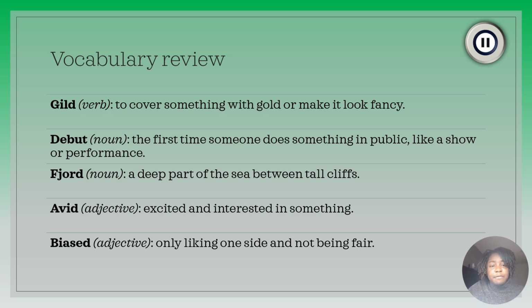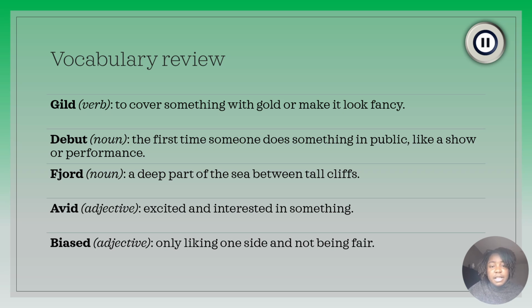Some of the words that I've picked today is guild. So to gild is a verb. To gild is to cover something with gold or make it very fancy. Something like buffing up in today's world. Okay. So the next word is debut. To debut is to appear in public for the first time.